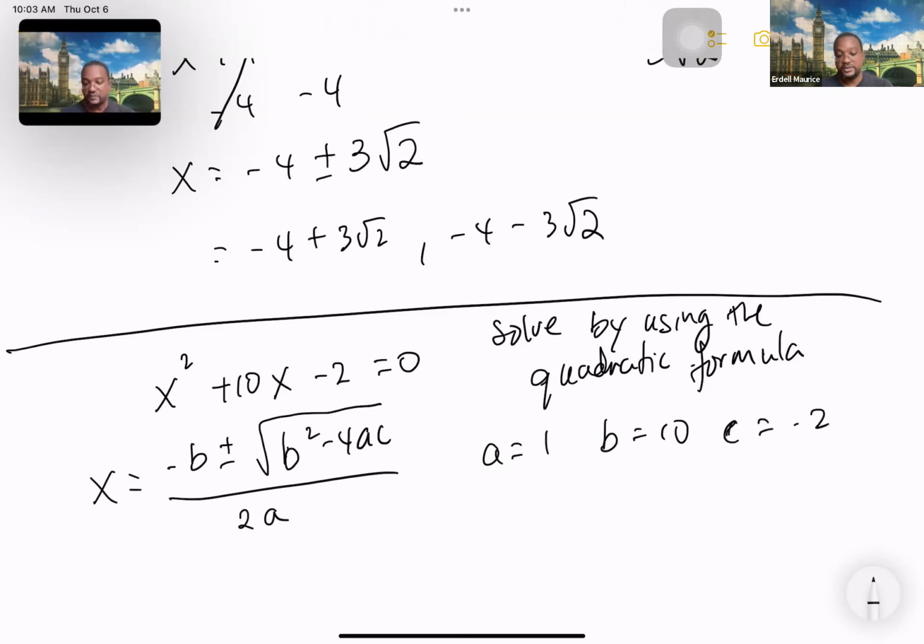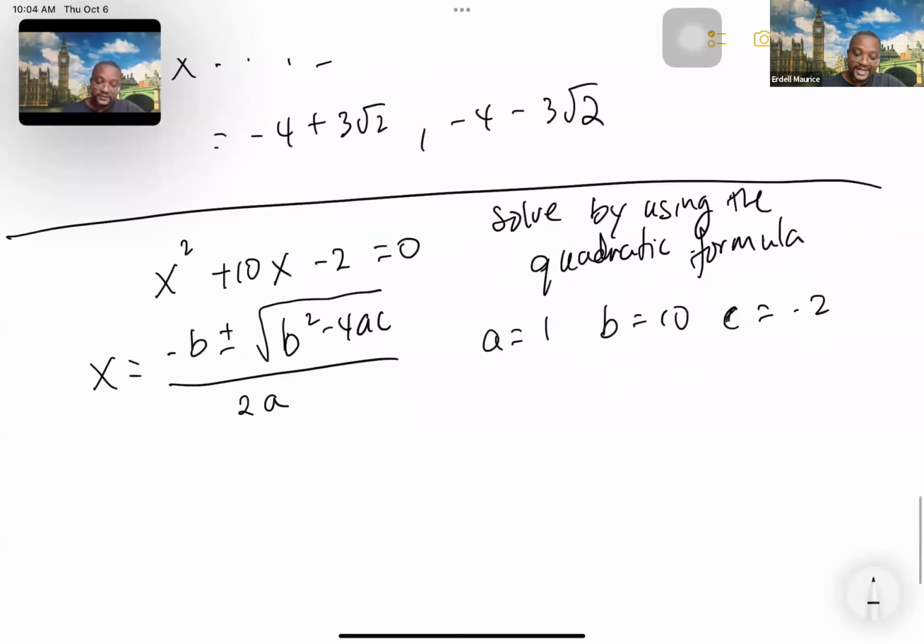A is 1, b is 10, and c is -2. Yes? Ms. Kimani, you there? Still don't know. All right. And then I just plug those in and I carefully do the mathematics, carefully. That's going to be -10 plus or minus the square root of 10 squared minus 4 times 1 times -2.